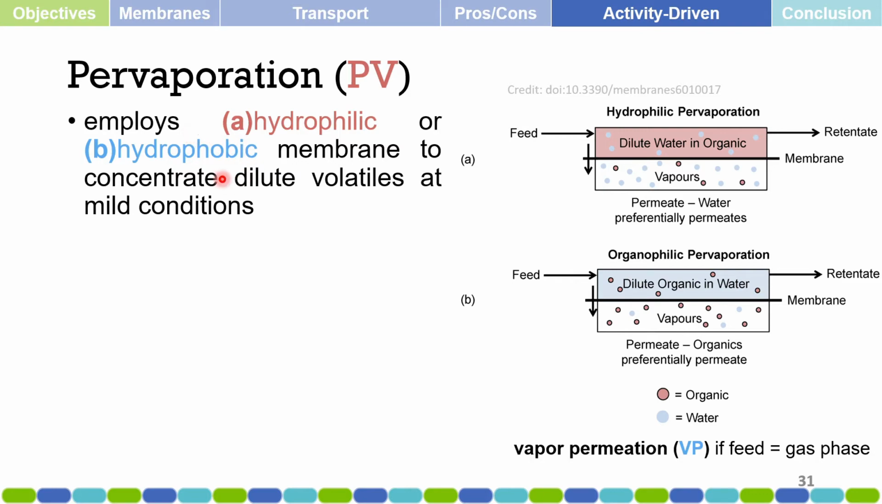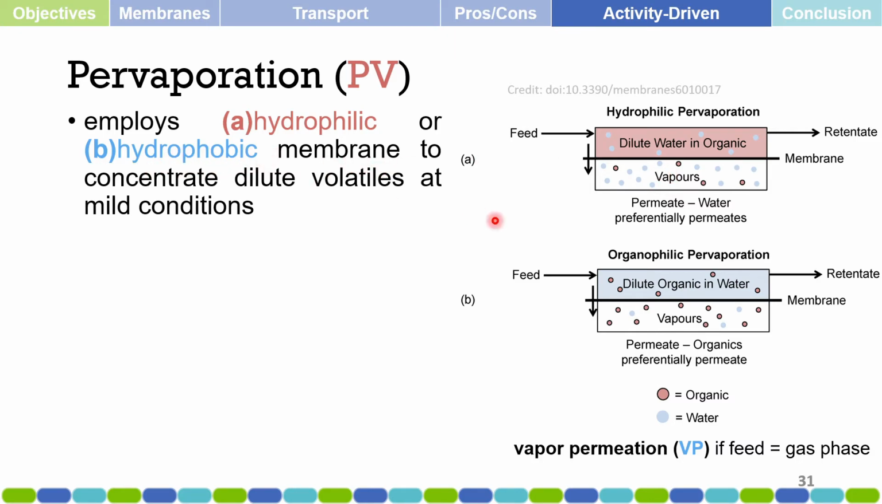Pervaporation is another activity-driven process. In the pervaporation process, it employs a hydrophilic or hydrophobic membrane to concentrate the dilute volatiles at mild conditions. So it gives importance whether the membrane is hydrophilic or hydrophobic, since it determines what volatiles go through the membrane. So as we can see, if it's a hydrophilic pervaporation, which uses hydrophilic membranes, then the dilute water will be able to pass through the membrane.